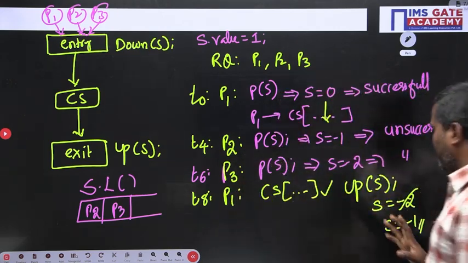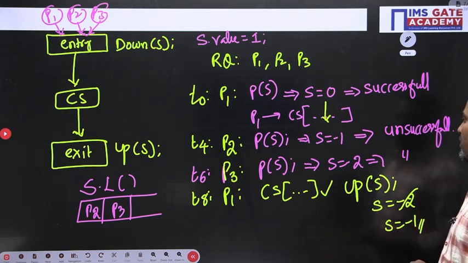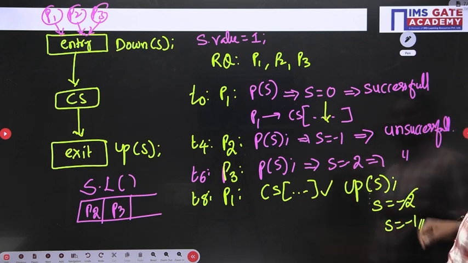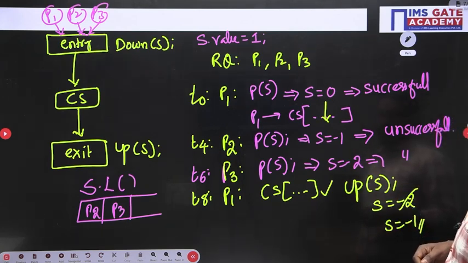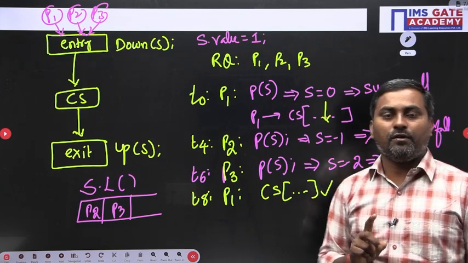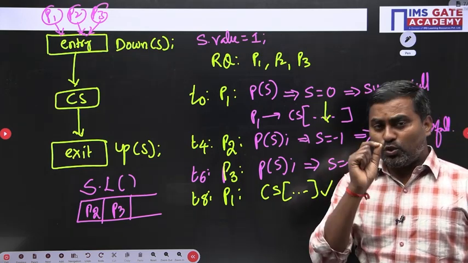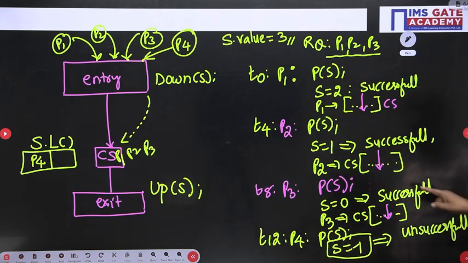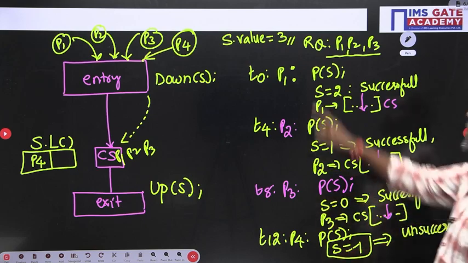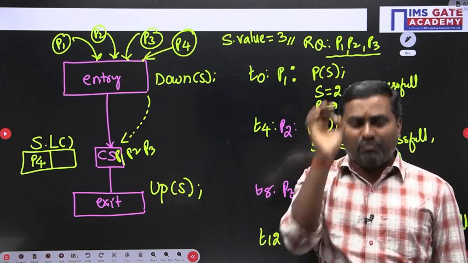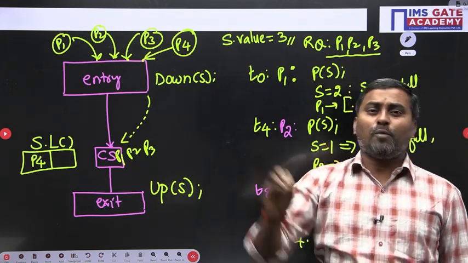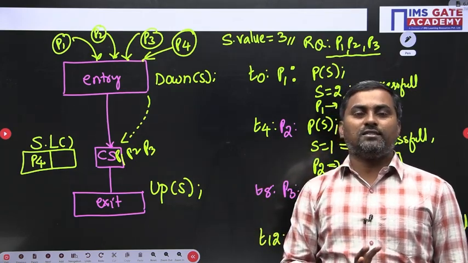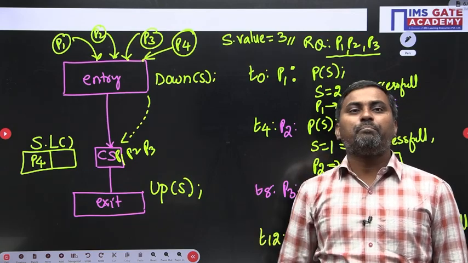Coming to the next point, one more thing you should observe: how many successful operations happen here? Only one successful operation happens, and two unsuccessful operations. In the earlier example, how many successful operations happened? 1, 2, 3, three successful. A positive value of a counting semaphore defines how many successful operations can be carried out, that is, how many processes can be allowed to use the critical section simultaneously, concurrently.